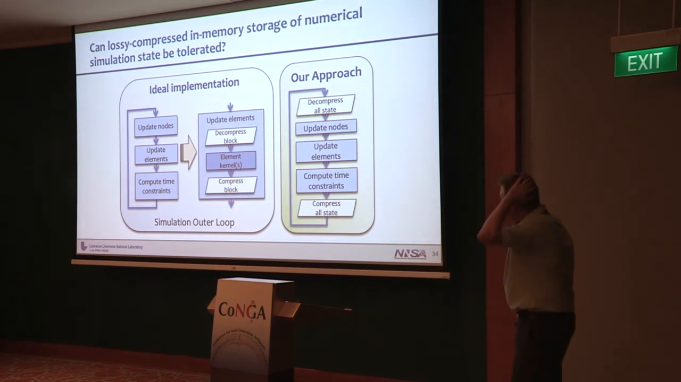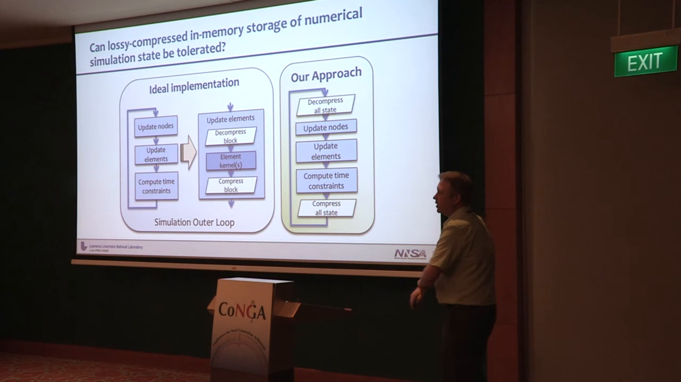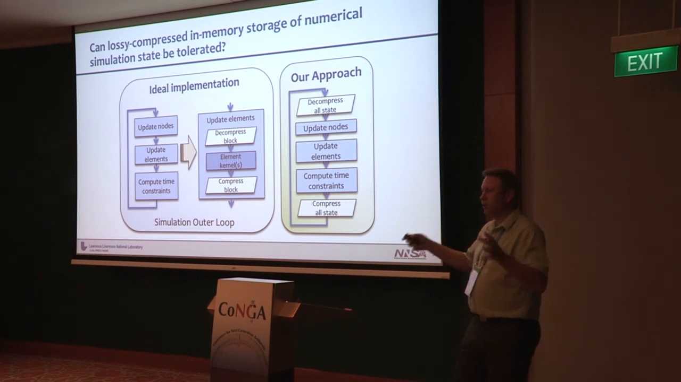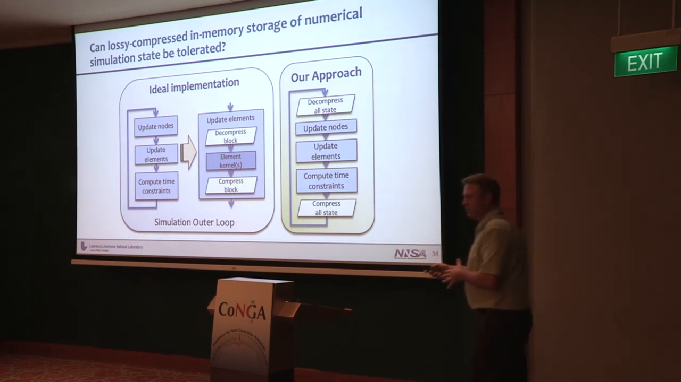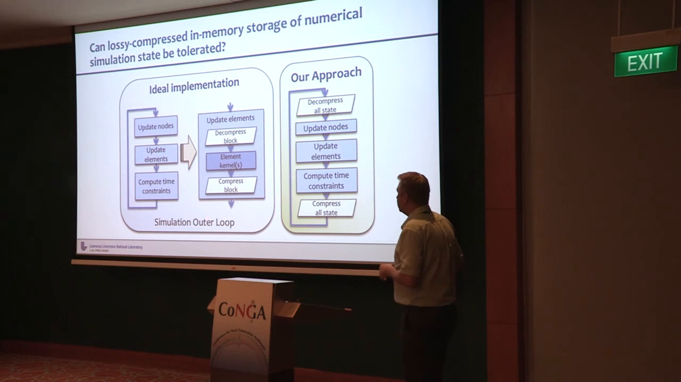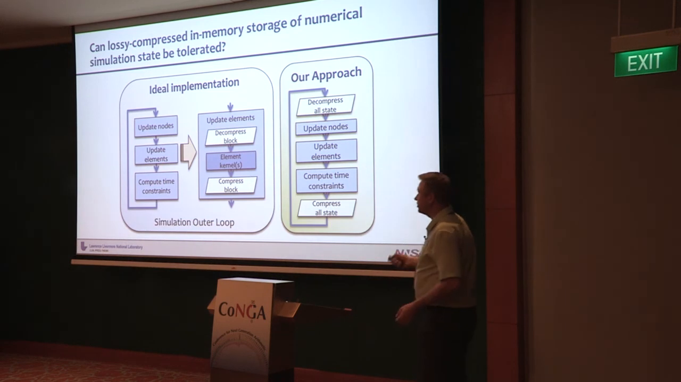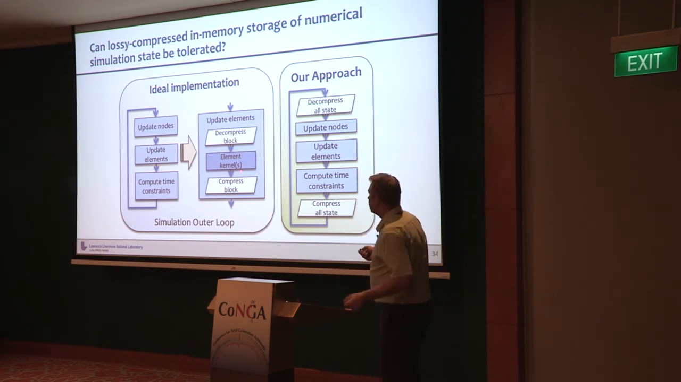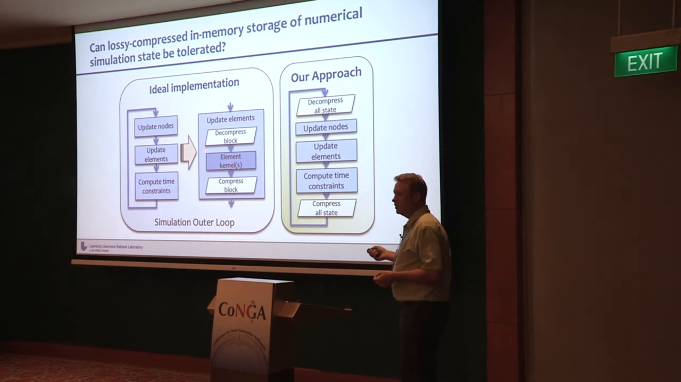A few years back, we did an experiment where we looked at, suppose we wanted to store the physics simulation state in compressed form in memory, operate on it in compressed form, and use lossy compression for that. Would we be able to tell the difference? I'm showing a cartoon version of one of our simulations, where in the outer loop we have 3 main steps. We update nodes, update the elements, then compute time constraints, and then we take another time step and iterate over this. An ideal implementation using compression, and I'm blowing up one of these steps here, is to first decompress a small nugget of data, apply our physics kernel on that data, and then write it back in compressed form.